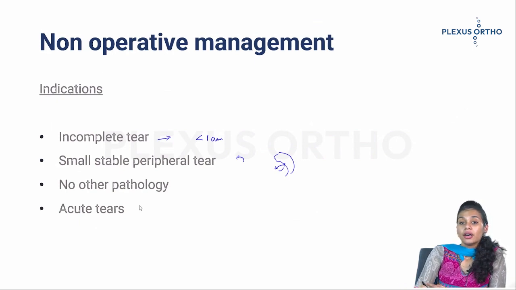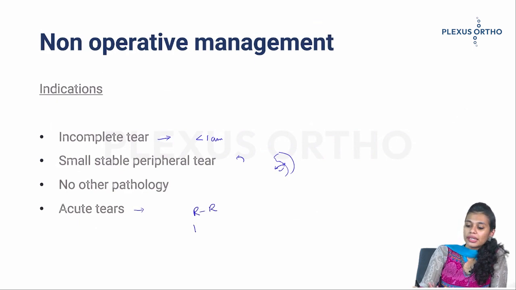Not only that, acute tears tend to heal better, while chronic tears do not tend to heal well. So only in case of acute tears can we give a chance of non-operative management, especially since, like we already discussed, the reparative rates are good in the red zone, lesser in the red-white, and least in the white-white zone.